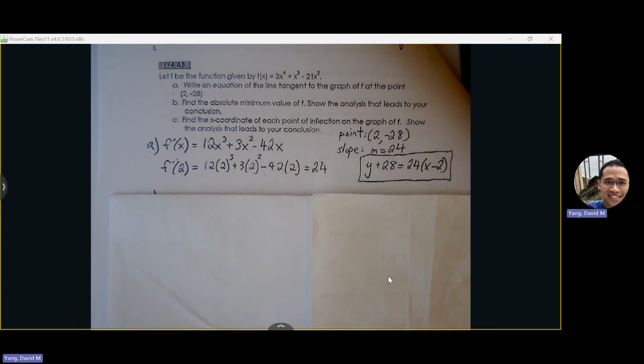Okay, it says find the absolute minimum. Let's just do this. Let's just find the relative minimums. And then from the relative minimums, we can compare the two y values to see which one is lower. So let's go through first derivative test. Find f prime, find your critical points, create your sign line, and determine where your relative minimums are.